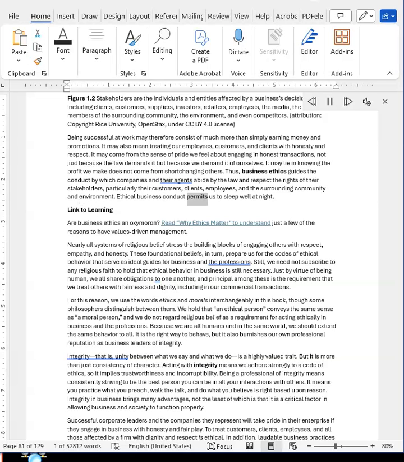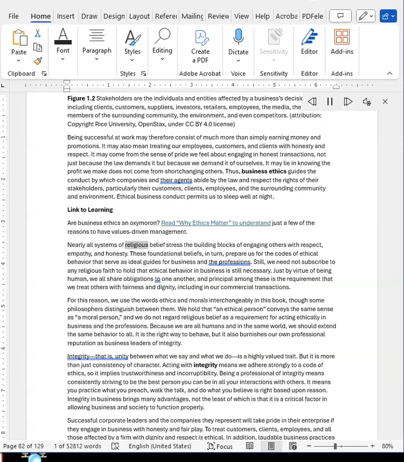Ethical business conduct permits us to sleep well at night. Link to learning. Are business ethics an oxymoron? Read Why Ethics Matter to understand just a few of the reasons to have values-driven management.